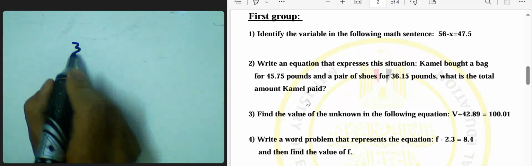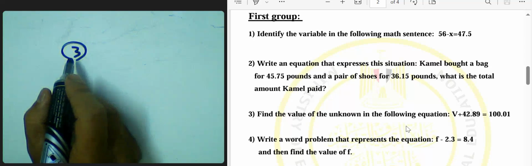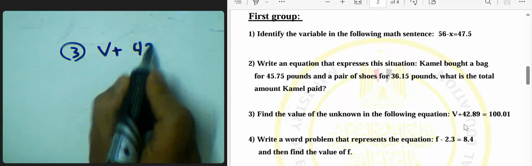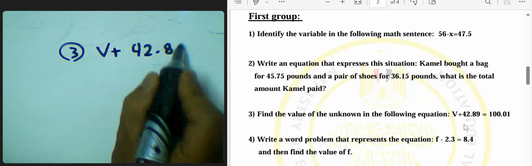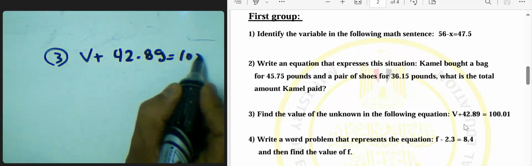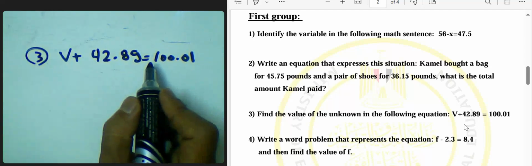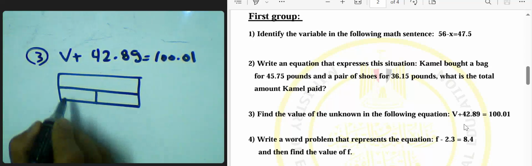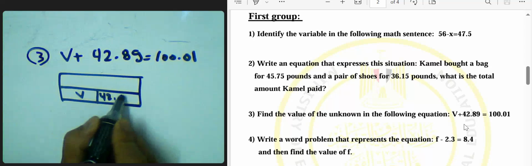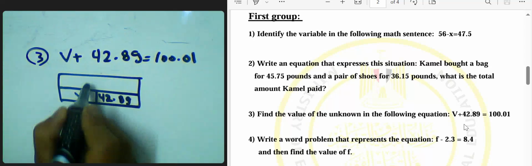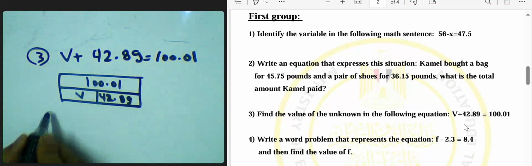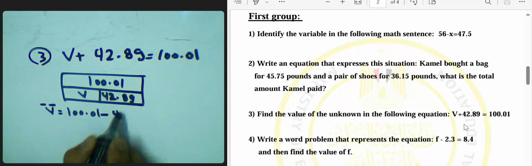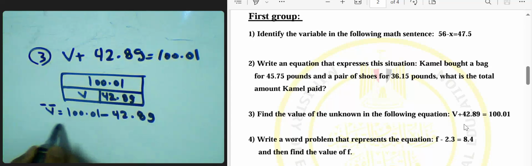Question number 3. Find the value of the unknown in the following. V plus 42 and 89 hundredths equals 100 and 100. We can use a bar model here: write V and 42 and 89 hundredths, and the total 100. Then V equals 100 subtracted by 42 and 89 hundredths.